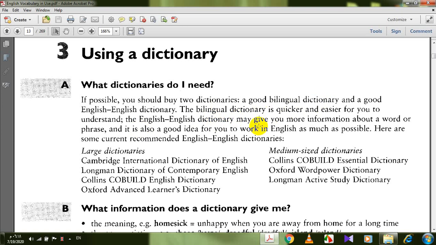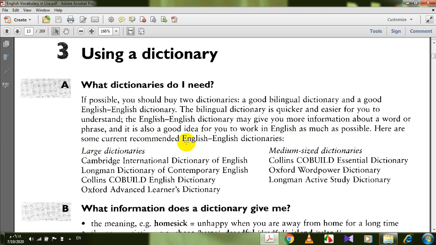The English dictionary may give you more information about a word or phrase, and it is also a good idea for you to work in English. I mean, English here is the target language, as much as possible. So it gives you an opportunity to work in the language as much as possible.